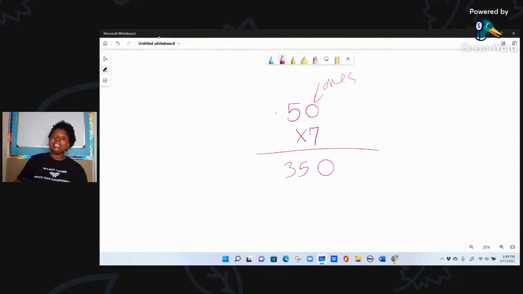Now, a trick is when you're multiplying with a number with 0 at the end, you can actually just do 5 times 7, which is 35. And if there's 1 zero, add a 0 at the end. If it was 2 zeros, we would add 2 zeros at the end. And so on if it was 3 zeros. So that's a little trick. If you have a number that has a 0 at the end, you can do all that.